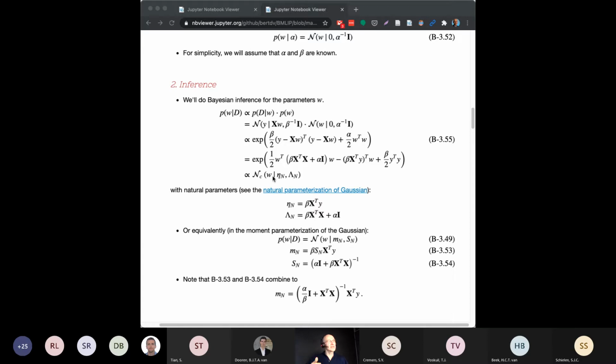It's really a switch that you have to make. I'm not saying that W is a random variable or is a deterministic variable. It's just a variable, and the state of knowledge about proper values is given by a probability distribution.